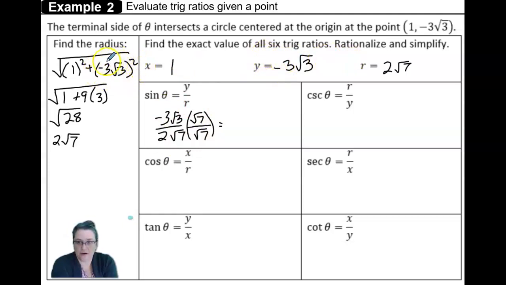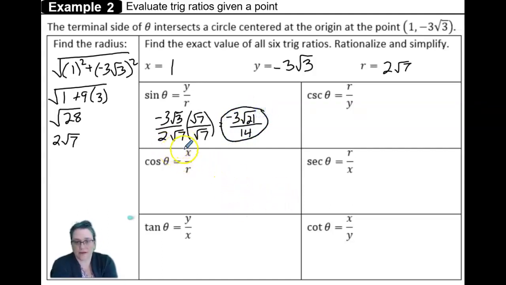So up here we squared a radical. Now we're going to multiply radicals. The square root of 3 times the square root of 7 is the square root of 21. So in the numerator we have -3√21, and we multiply the radicand values together. Then in the denominator, the square root of 7 times the square root of 7 is 7, times the 2 is 14. And none of those will simplify further, so that would be our sine of theta.